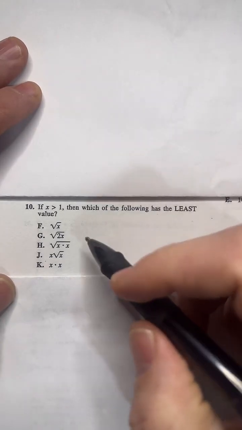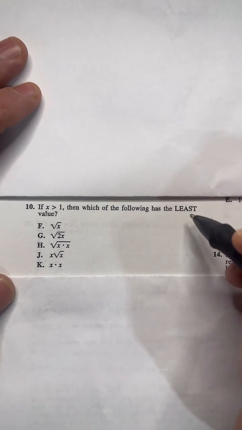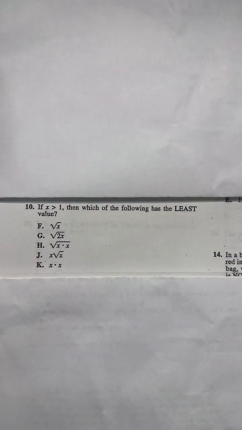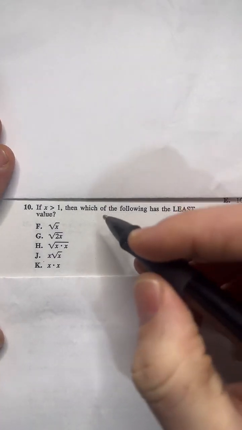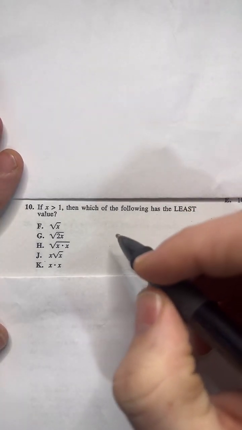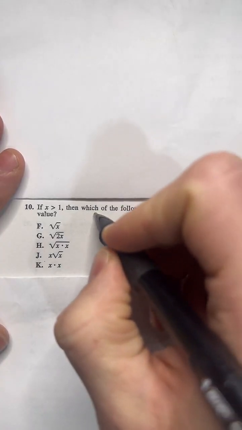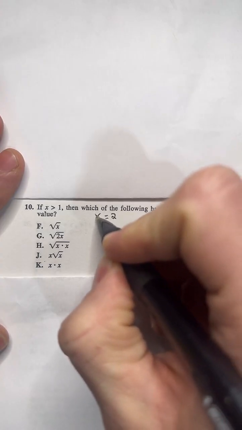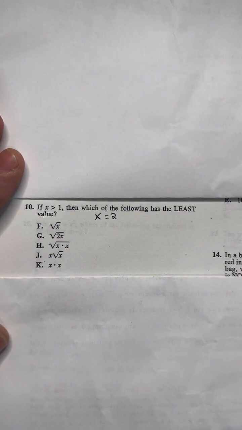Number 10. If x is greater than 1, then which of the following has the least value? Inherently, you might have no clue what's going on here. But we'll have to just take a counter example, usually when we're trying to prove something wrong. Just take an example. So let's say x equals 2. 2 is bigger than 1. So if we test all of these different values, we're going to be able to figure it out.